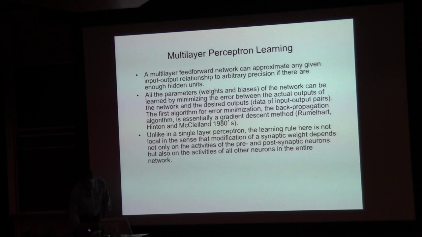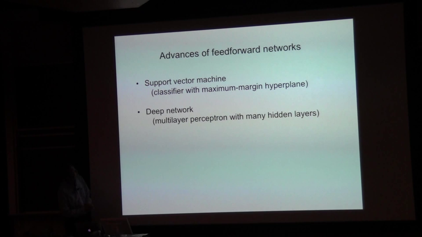In the last few minutes, I want to mention some recent advances that are very related to the perceptron. One is called the support vector machine. People use it a lot for classification and other problems. Another is deep network learning. Have you heard of deep networks, deep learning? Yeah, it's very hot right now. So I'm going to give a quick example.